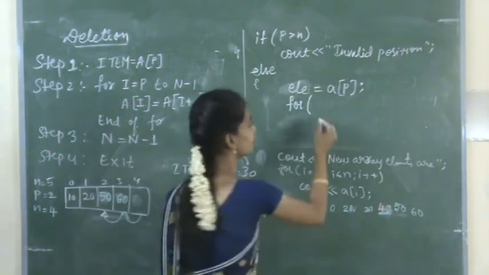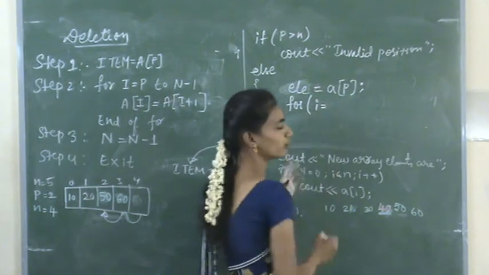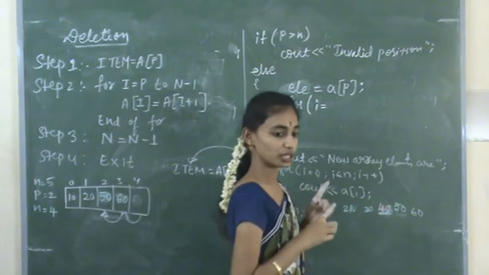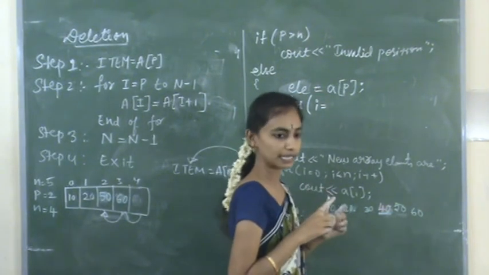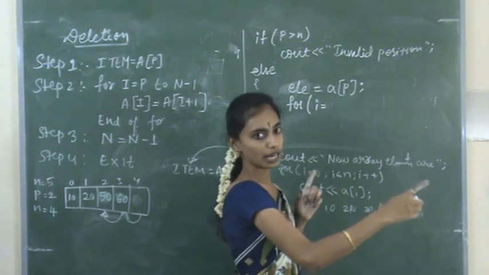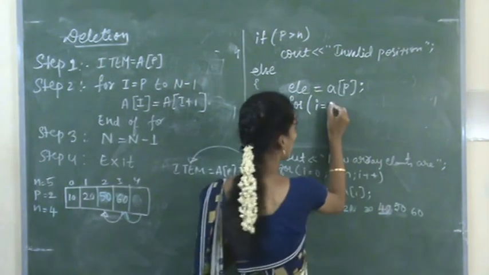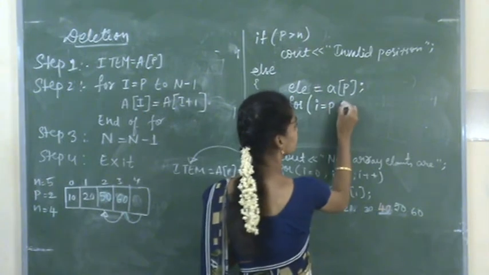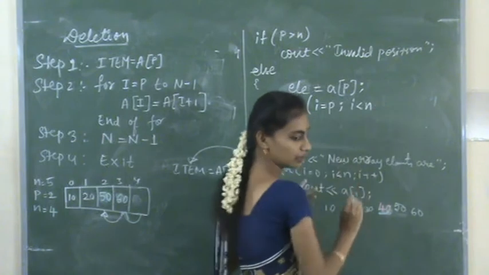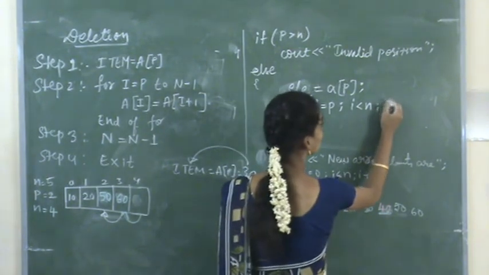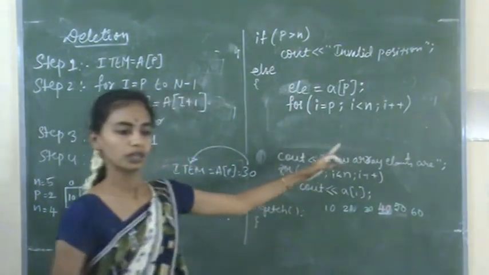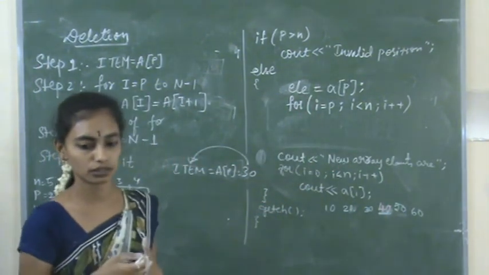So for i equal to where, from where to where do we have to travel? From the position where we deleted the element to the end of the array, that means up to n minus 1. So i is equal to P; i less than n; i plus plus. Okay, so up to n it will be traversed.